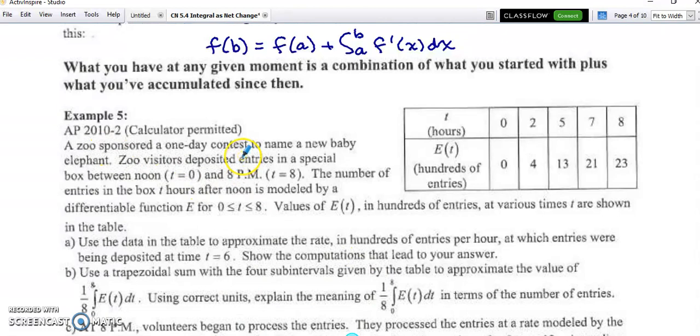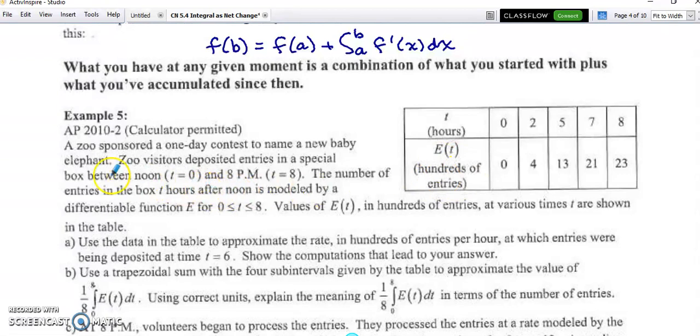We have a zoo that sponsored a contest to name a baby elephant, and the zoo visitors are depositing entries into a special box. We're looking at a function that tells us the quantity of entries in the box t hours after noon. So E of t is the quantity function. This is like your original function. This is not a rate function.